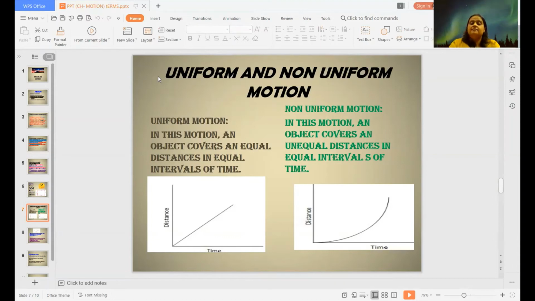But now we will define uniform and non-uniform motion in another way. So if any object is moving, for an example, you have started your journey at 10 o'clock, right?